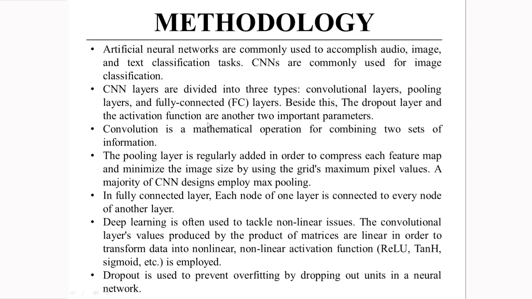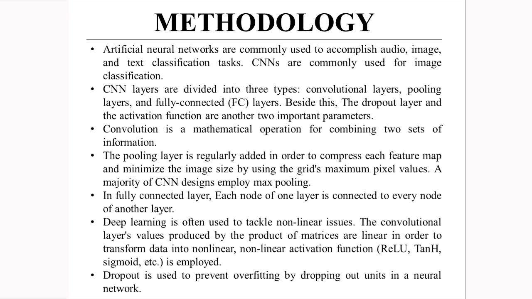Methodology. Artificial neural networks are commonly used to accomplish audio, image, and text classification tasks. Convolutional neural networks are commonly used for image classification. Convolutional neural networks are divided into 3 types of layers: convolutional layers, pooling layers, and fully connected layers. Besides this, there are 2 important parameters, that is the dropout layer and the activation layer. Convolution is a mathematical operation for combining 2 sets of information.